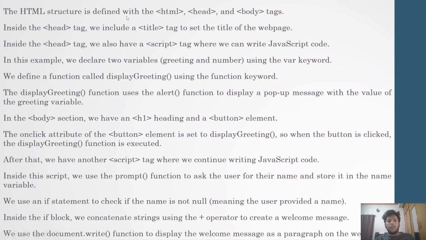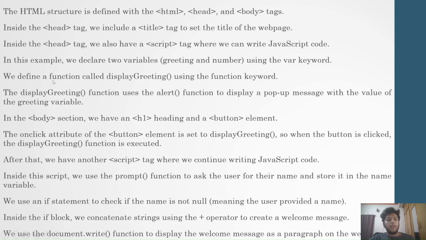That is our HTML structure, that is our HTML head and body tags. Inside the head tag, we are including a title to set the title of the web page. Inside the head tag, we also have a script tag where we write the first JavaScript code. And in this example, we declare two variables, that is our greeting and number variables, and both are ended by a semicolon to end the statements.